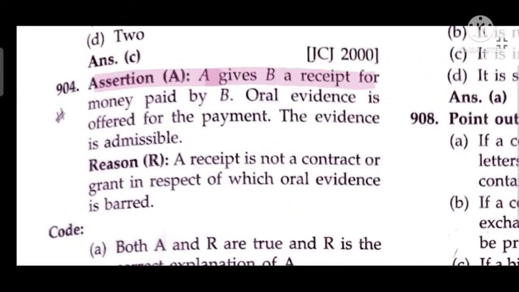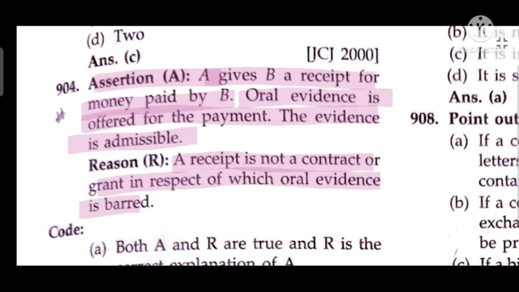A gives B a receipt for money paid by B. Oral evidence is offered for the payment. The evidence is admissible. A receipt is not a contract or grant in respect of which oral evidence is barred.